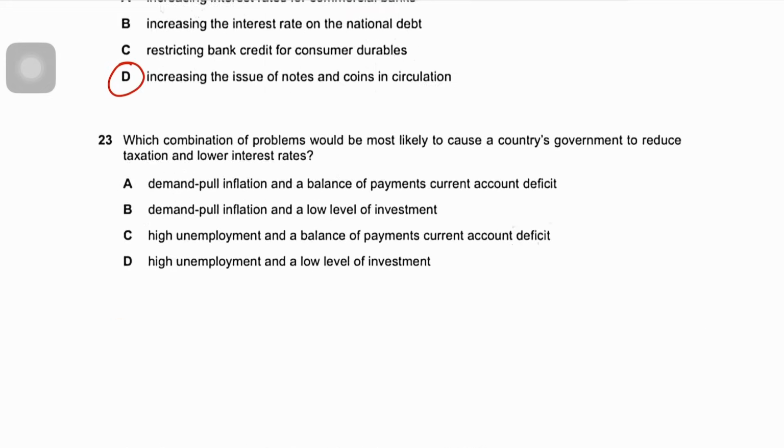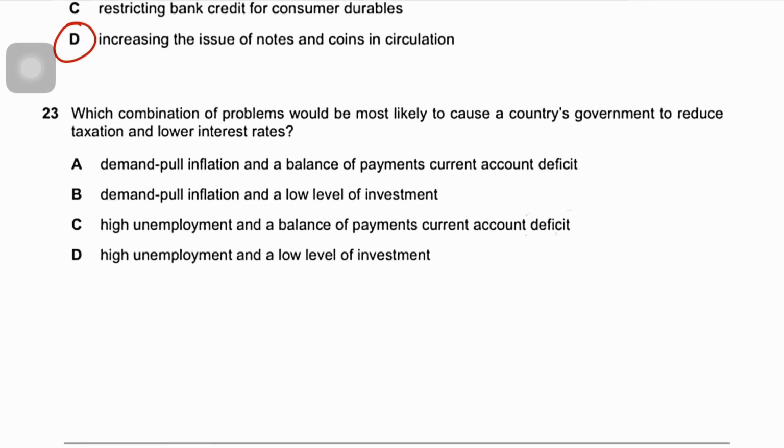Question number 23 says, which combination of problems would be most likely to cause a country's government to reduce taxation and lower the interest rates? Now, obviously, reducing taxation and also lowering the interest rate are expansionary demand side policies, that is, expansionary monetary and fiscal policy, basically.